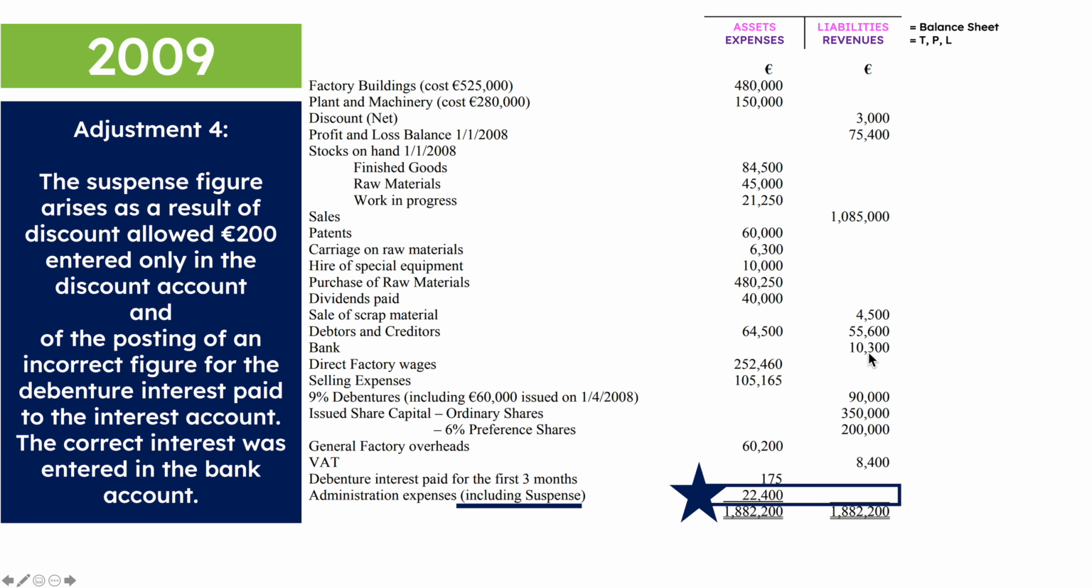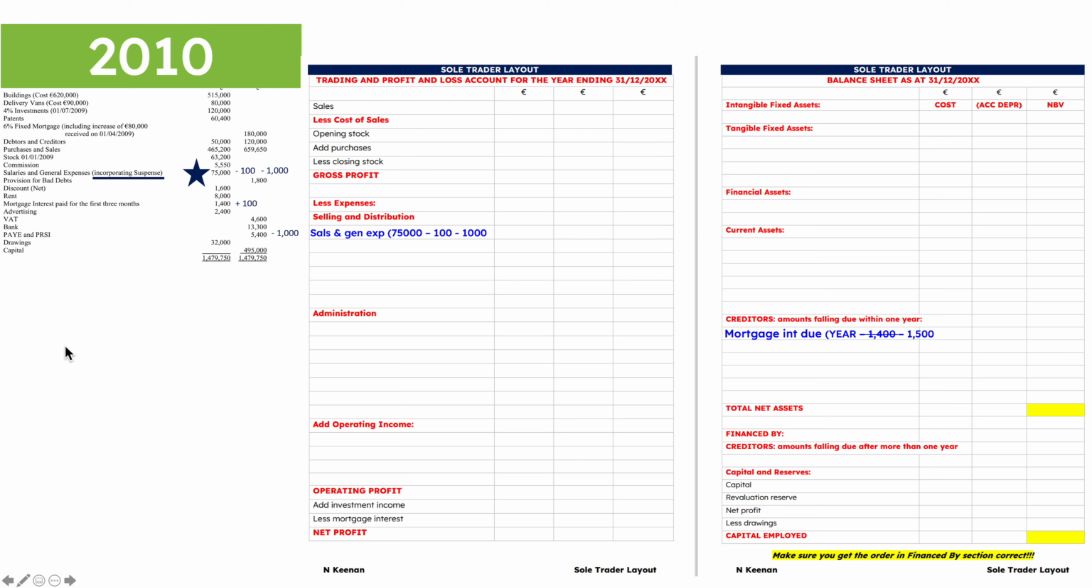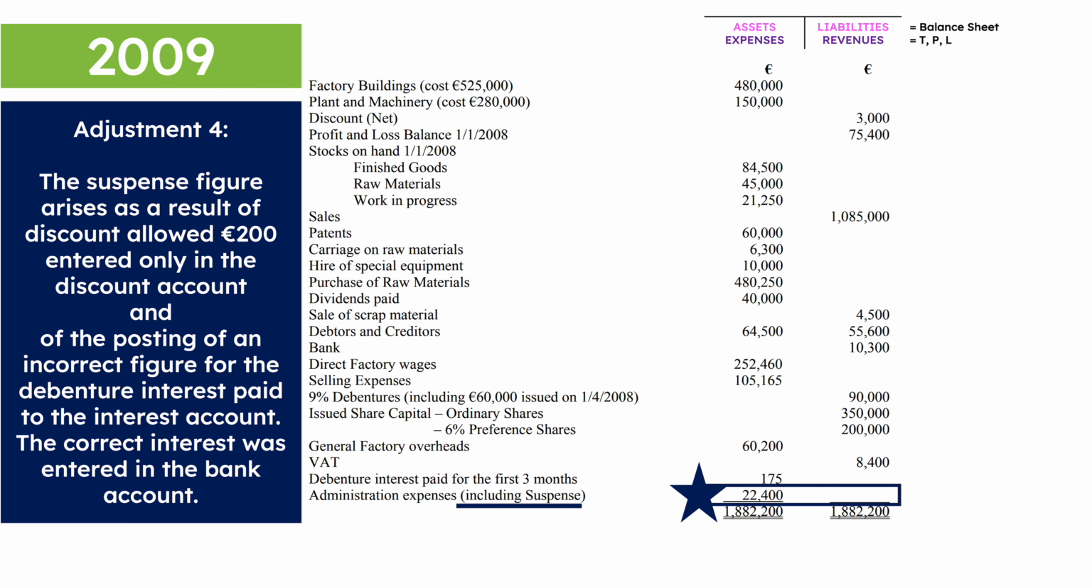Now, 2009 exam, so adjustment number 4. So the suspense figure arises as a result of discount allowed 200 entered only in the discount account, and of the posting of an incorrect figure for the debenture interest paid to the interest account. The correct interest was entered in the bank account. So first of all, we look at the discount allowed, entered only in the discount account. So discount allowed, entered only in here.